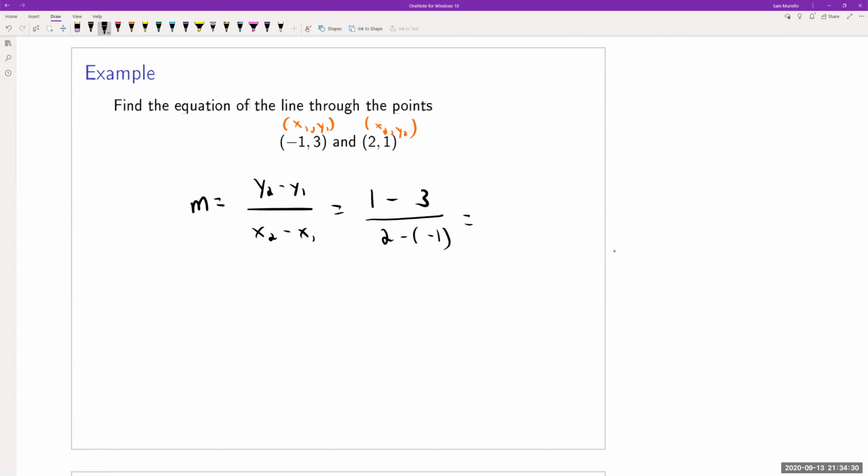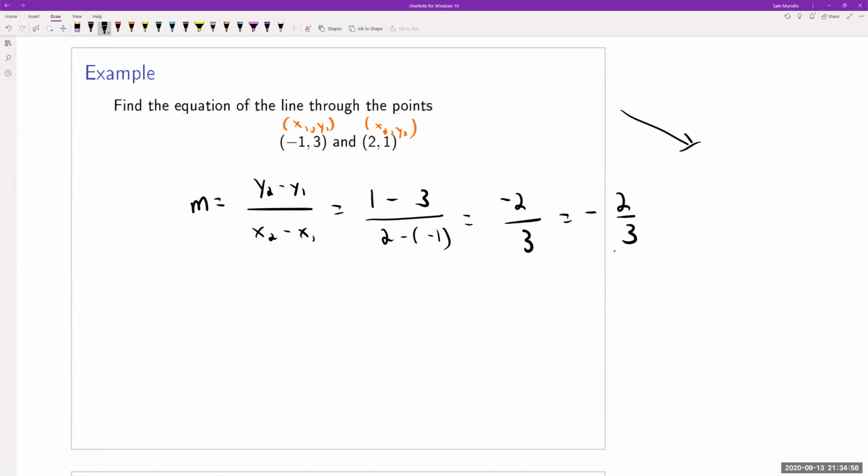Make sure you include the negatives and that you're careful, because dropping negatives will give you an incorrect equation. I will get negative 2 over, subtracting a negative is like addition, 3. I could also write this as negative 2/3. Now, first of all, the fact that this is negative indicates the fact that my slope will be downwards. I know that my line is going to go in this direction somehow.